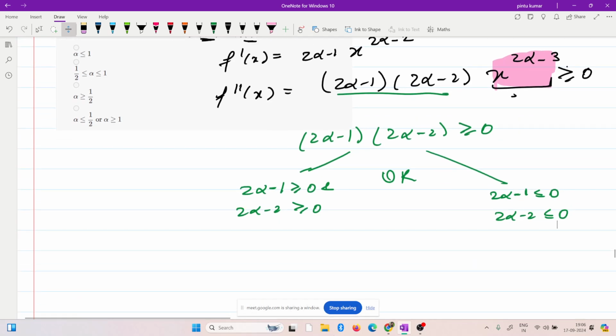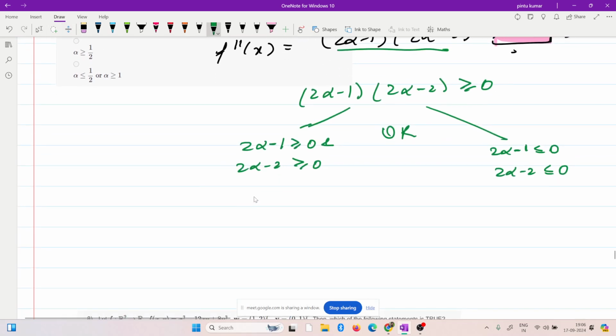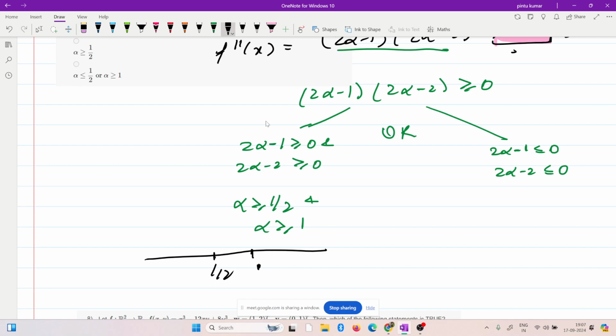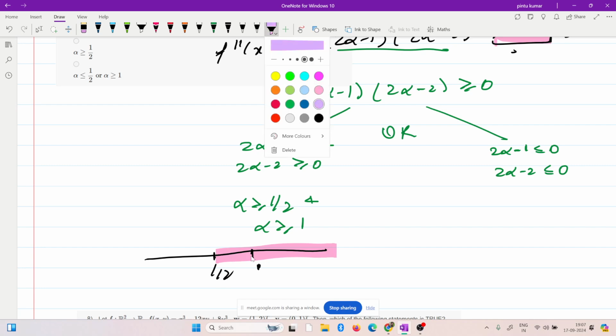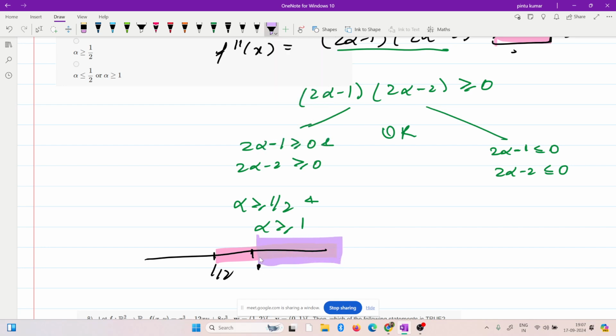So from here we obtain something like alpha is greater than or equal to half and alpha is greater than or equal to 1. So something similar to what we did in the previous question. Let's say this is half, this is 1, then alpha greater than or equal to half, and alpha greater than or equal to 1. I hope these colors are visible. I should use a more contrastive theme probably. Okay, so from this branch we get alpha is greater than or equal to 1.